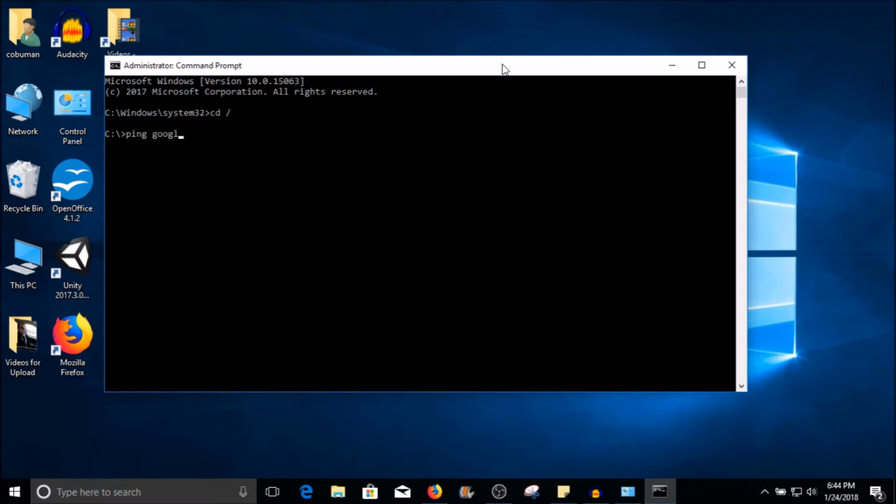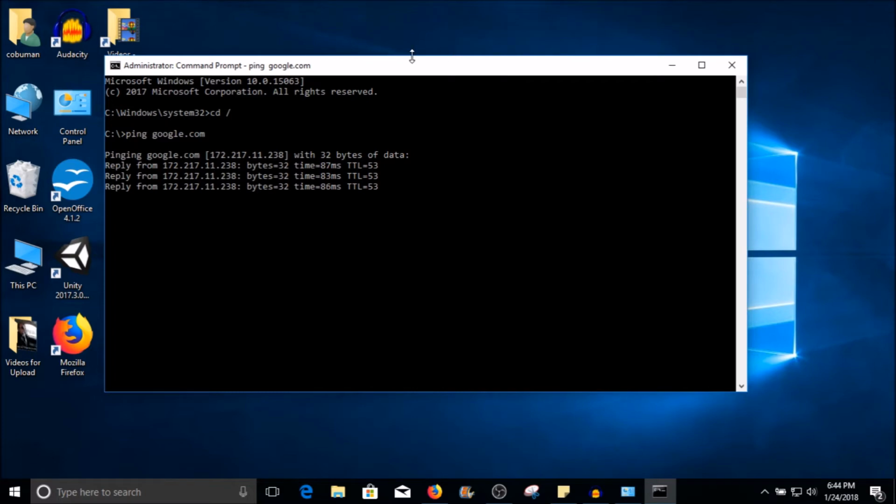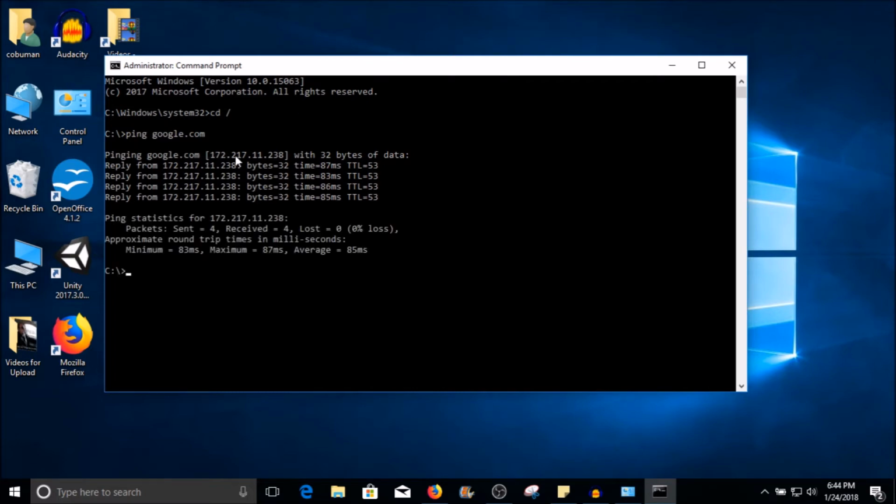Now keep in mind, some external websites on the internet have this feature blocked, so you may not get any results. Once we hit enter here, we will get some reply information. This basically tells us the IP address of Google, which in our case comes back as 172.217.11.238. So that's what google.com translates to, right? But the main thing we are concerned about here is whether the packets sent and received were successful.